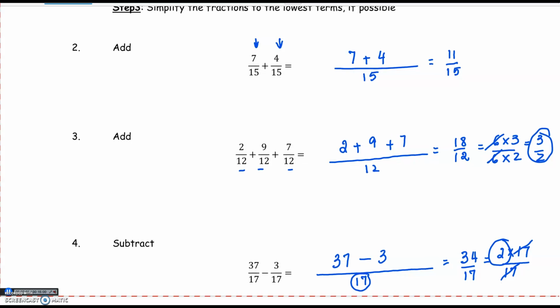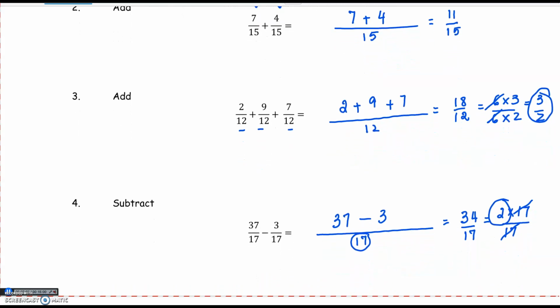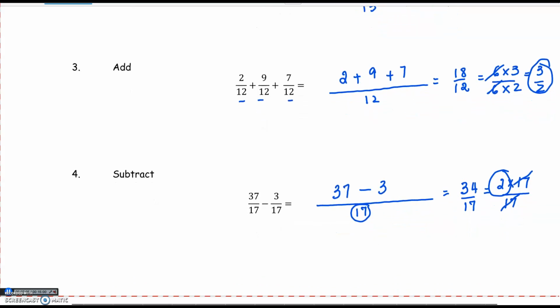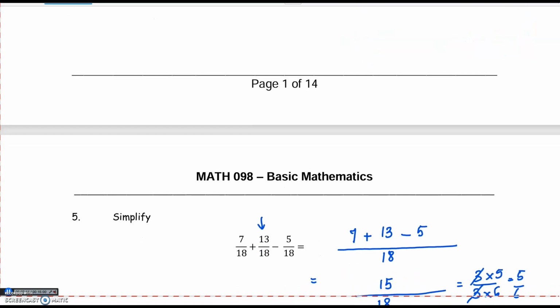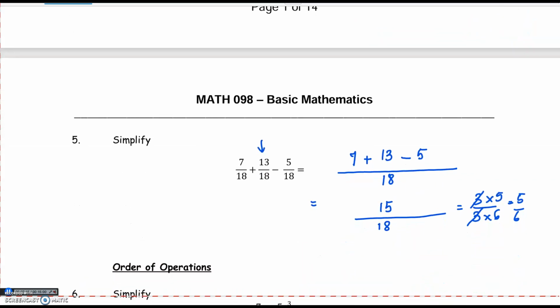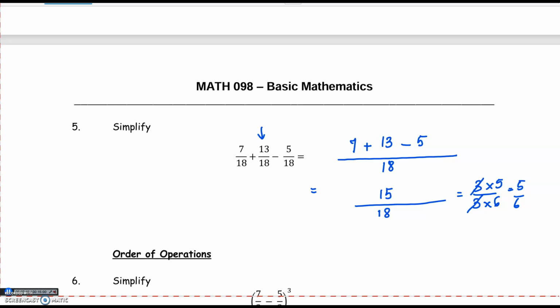So the process of adding and subtracting like fractions is pretty straightforward. If the denominator is the same, like in any of these problems we've done so far, we just calculate the numerator by adding or subtracting depending on the problem.